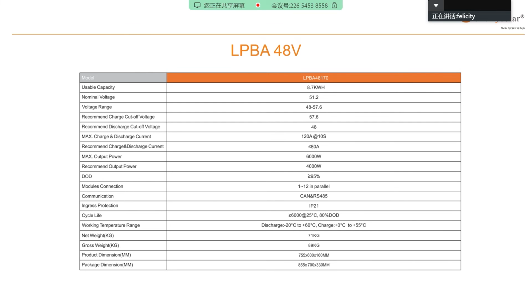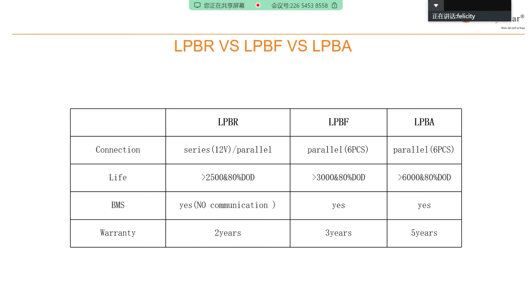So what is the difference between these different series? I made a form to let you know quickly: LPPR, LPBF, and LPPA. Normally the first difference is the connection. For all these series, the 24 or 48 volt batteries only support parallel connection. But the LPPR 12 volt is different. LPPR 12 volt can support both string, or series, connection and parallel connection. The 24 and 48 volt only support parallel, and the maximum quantity we recommend is six pieces.